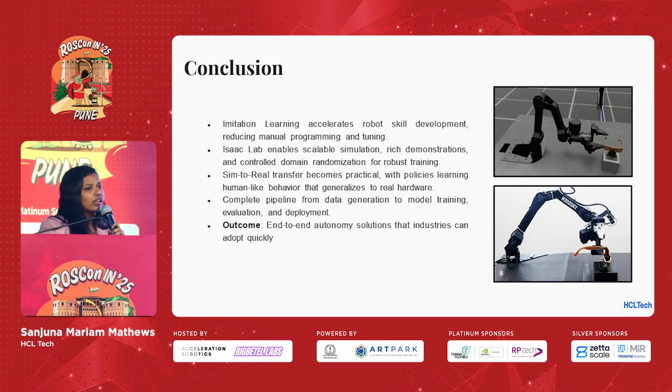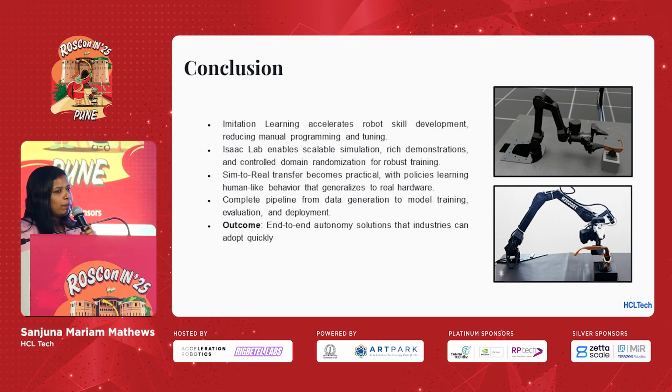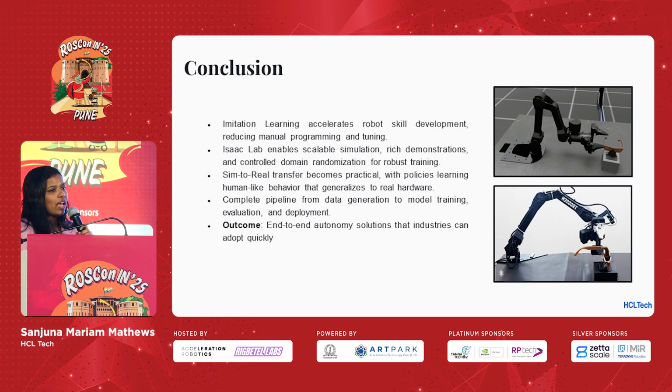So I am concluding. Here we are trying to use imitation learning to replace the normal manual test scenarios with a human-like way of doing the autonomous task, so that we can replace the human in the loop. Instead of a human, the robot will be able to do it in a human way. And the outcome is an end-to-end autonomy solution that industries can adopt quickly.